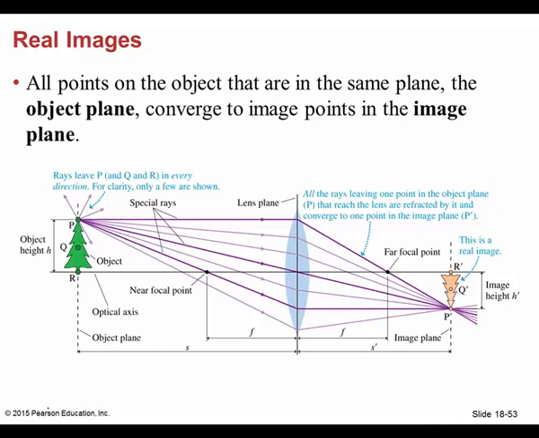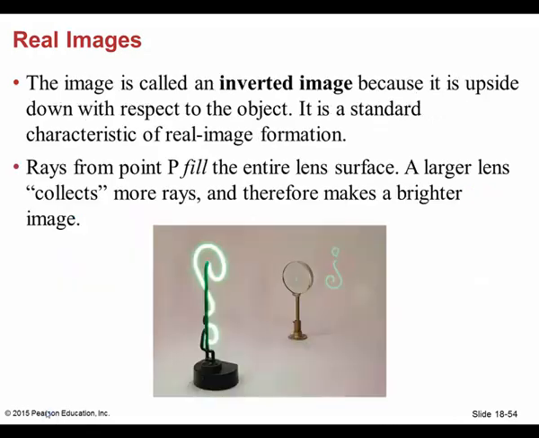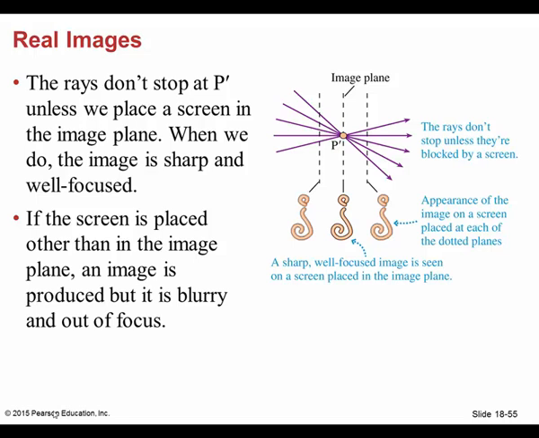So all points on the object that are in the same plane, the object plane, converge to an image called the image plane, okay? And of course, they're showing where the image plane would be. Real images, again, even though they can be inverted, can still be considered real images, and they will project onto a screen just like what we saw there.